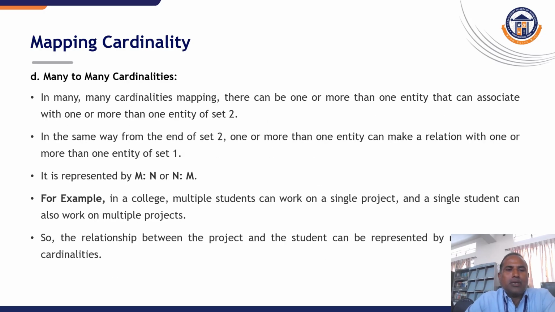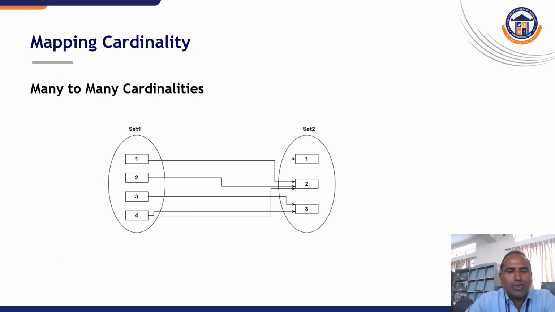Then many to many cardinality. In many to many cardinality mapping, one or more than one entity can associate with one or more than one entity of set 2. For example, in college, multiple students can work on a single project, and a single student can also work on multiple projects. So the relationship between the project and student can be represented by this many to many cardinality. See this diagram here in set one. One student, that is the first entity, is mapped with entity 1 and entity 2 in set 2. In the same way, 2 and 3 are mapped with 2 and 3 on the right side. This is many to many cardinality.